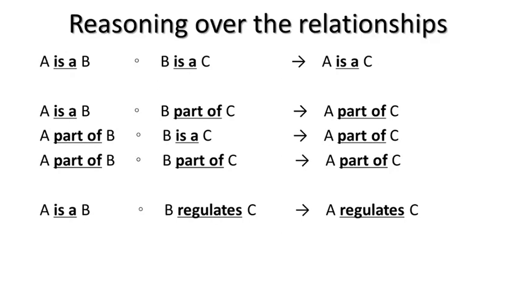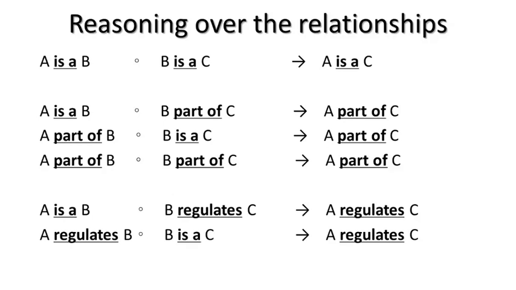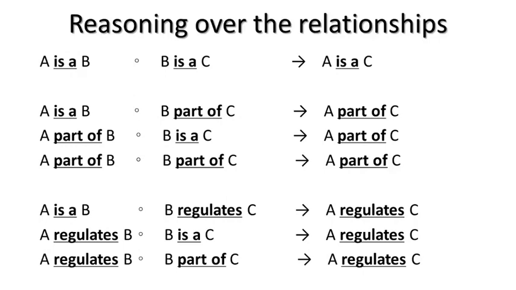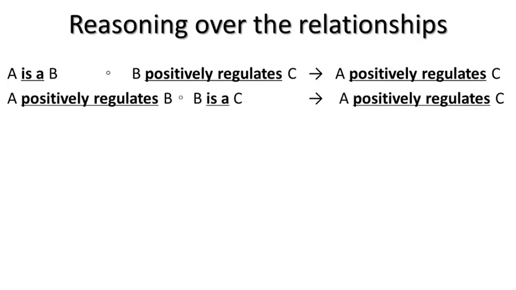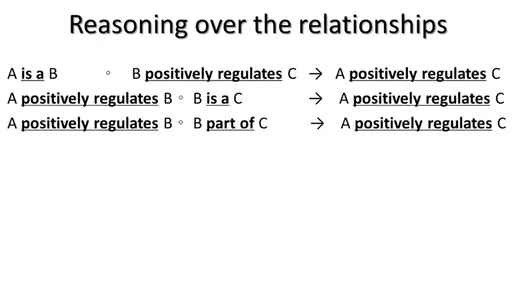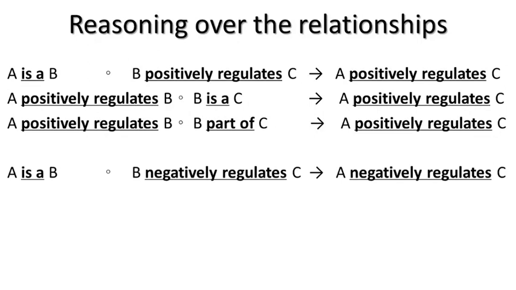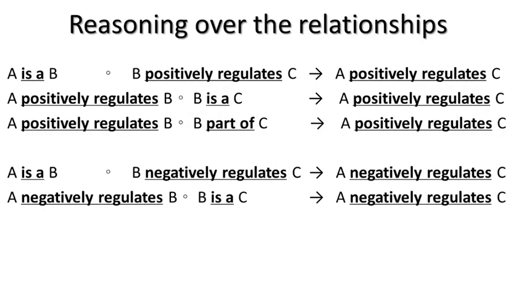If A is a B and B regulates C, then A regulates C. If A regulates B and B is a C, then A regulates C. If A regulates B and B is part of C, then A regulates C. Similarly, if A is a B and B positively regulates C, then A positively regulates C. If A positively regulates B and B is a C, then A positively regulates C. If A positively regulates B and B is part of C, then A positively regulates C. If A is a B and B negatively regulates C, then A negatively regulates C, and so on.